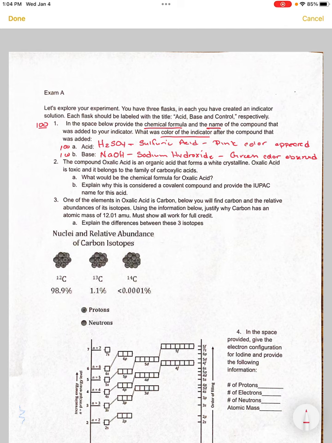Okay, question number 2 says the compound oxalic acid is an organic acid that forms a white crystalline. Oxalic acid is toxic and it belongs to the family of carboxylic acids. Okay, so the first question says, what would be the chemical formula for oxalic acid? Okay, so I can see right here that this is going to be an oxy acid, right? So if I know it's an oxy acid, then I have to start looking at my polyatomic ions.